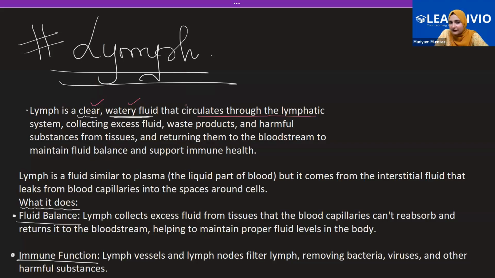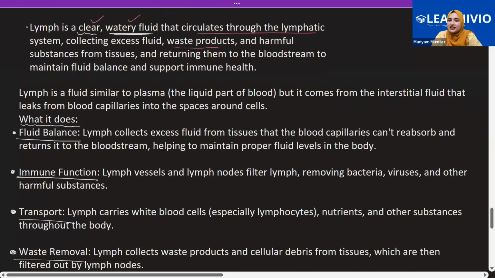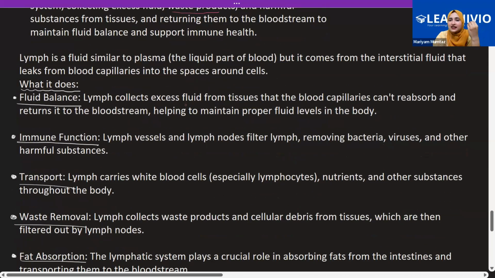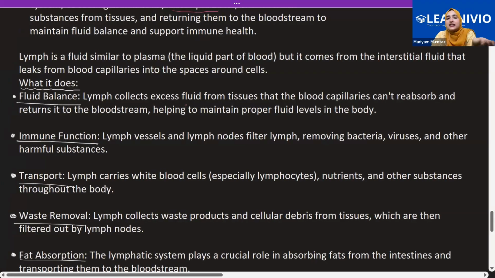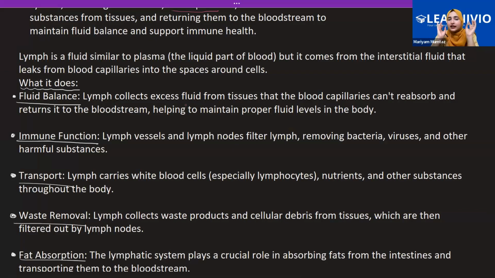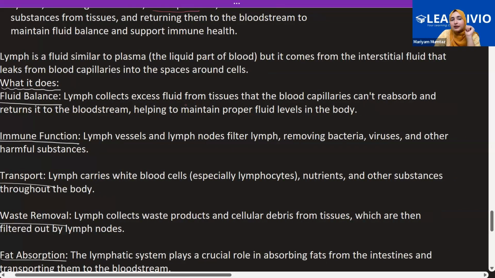It collects excessive fluid, it collects the waste products and even the harmful substances from the tissues, and then it sends it into the bloodstream so that it can get purified. This is very similar to the plasma, which is the ground substance of the blood. And this particular lymph is something that is derived from the interstitial fluid, and it leaks from the blood capillaries into the spaces around the cells.